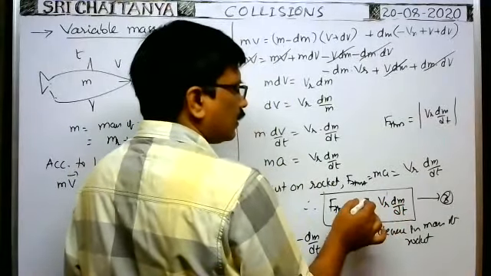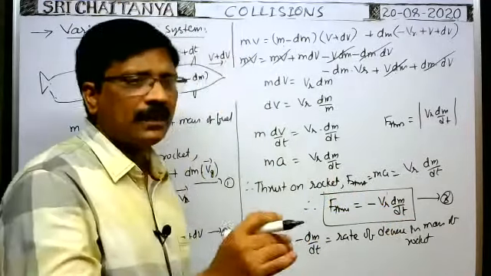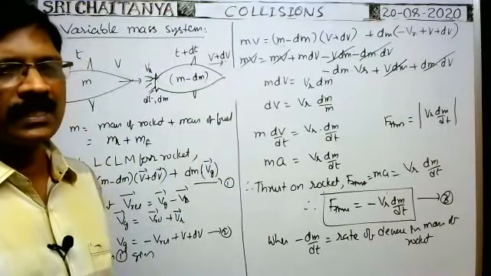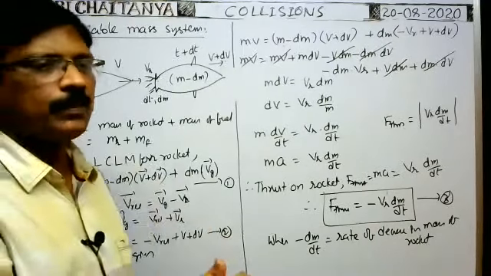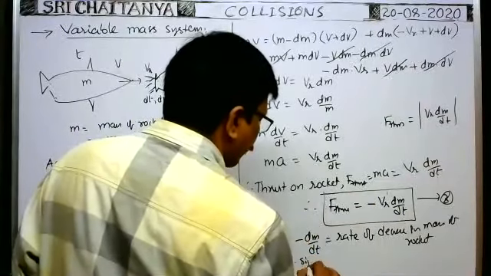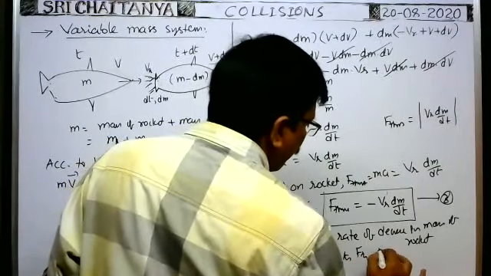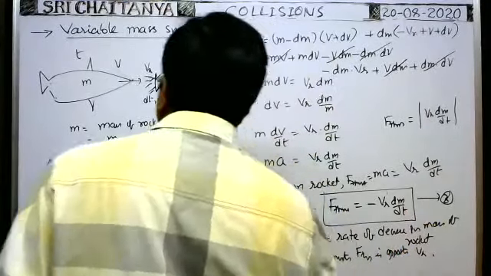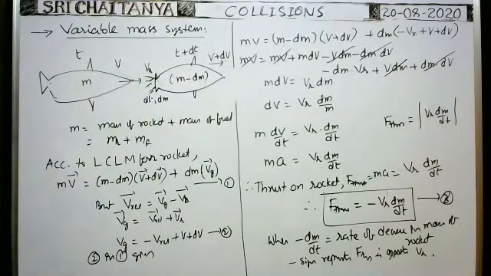The minus sign always represents that the thrust is opposite to the relative velocity of the hot gases with respect to rocket. Thrust is always opposite to the relative velocity of the hot gases with respect to rocket. We can say like that also. Okay, the negative sign represents thrust is opposite to Vr. That means the relative velocity of the hot gases with respect to rocket. So this is the formula for thrust acting on the rocket.